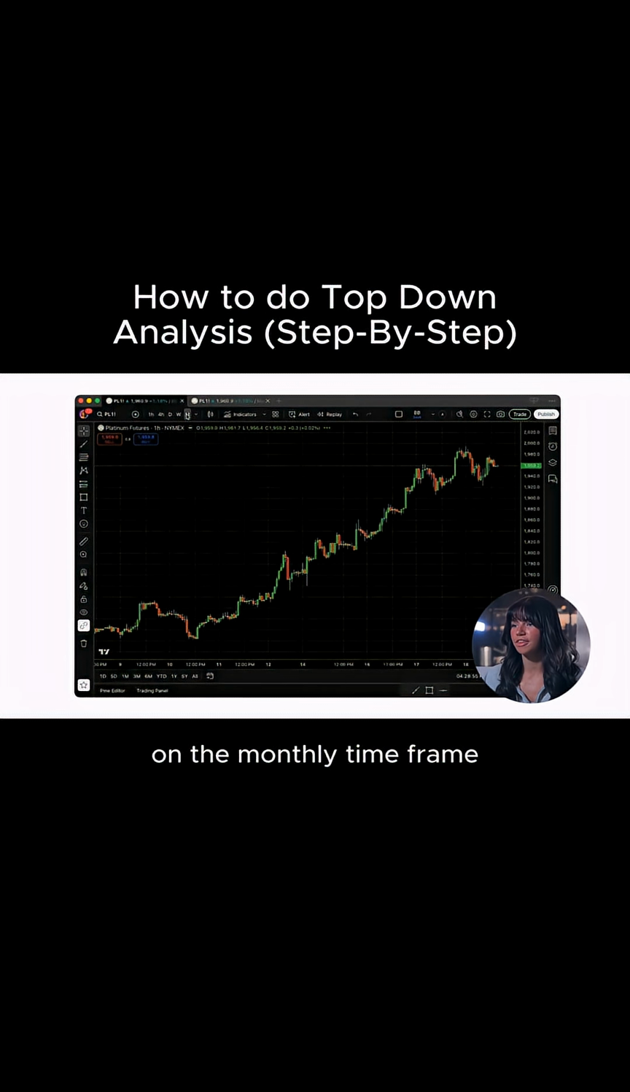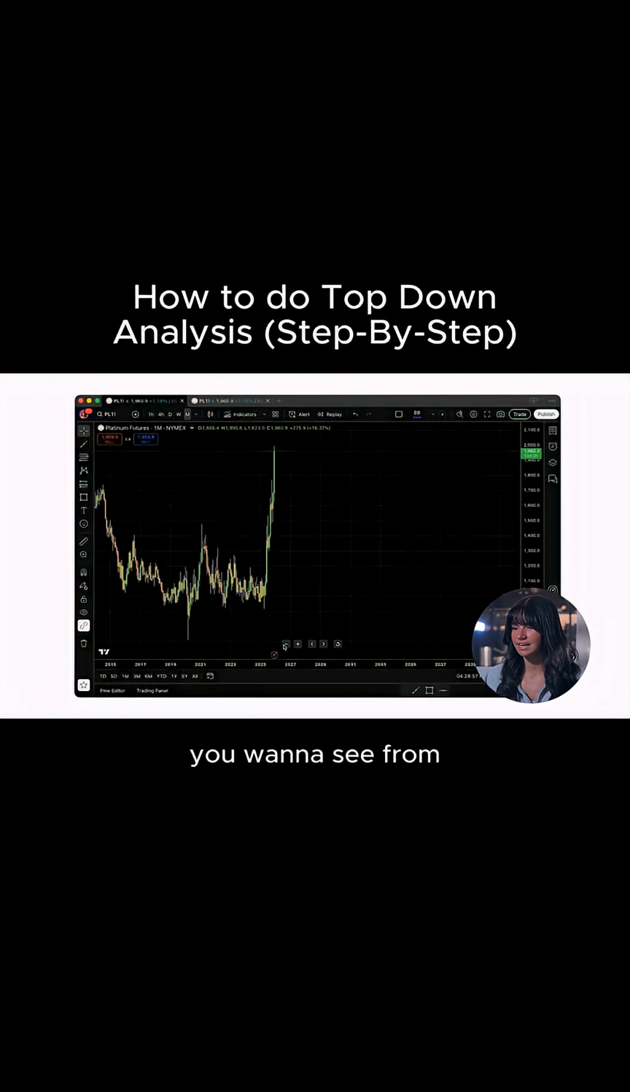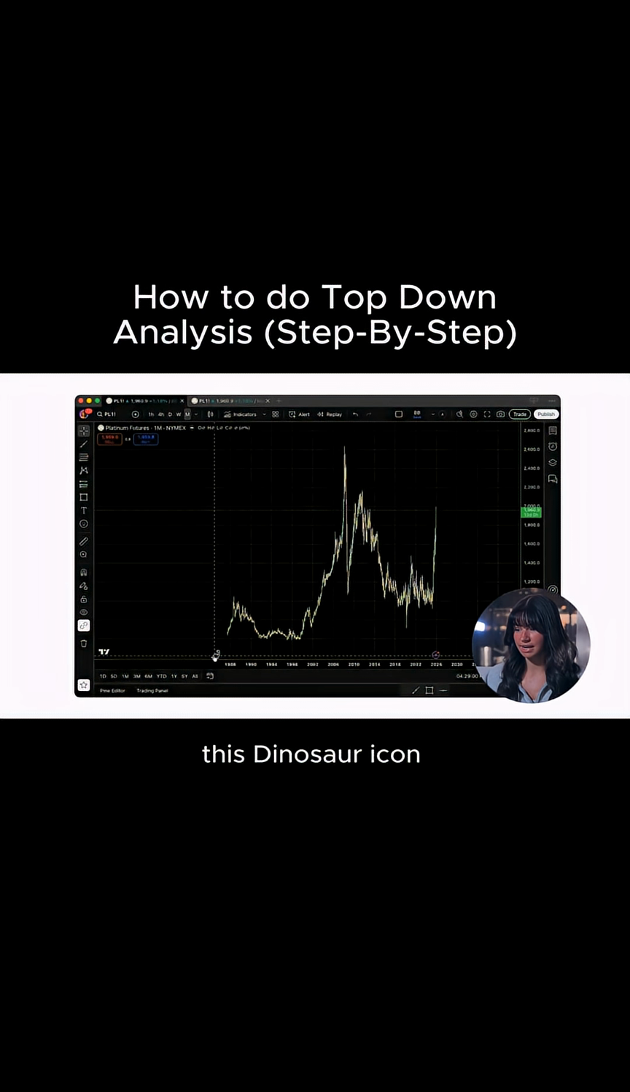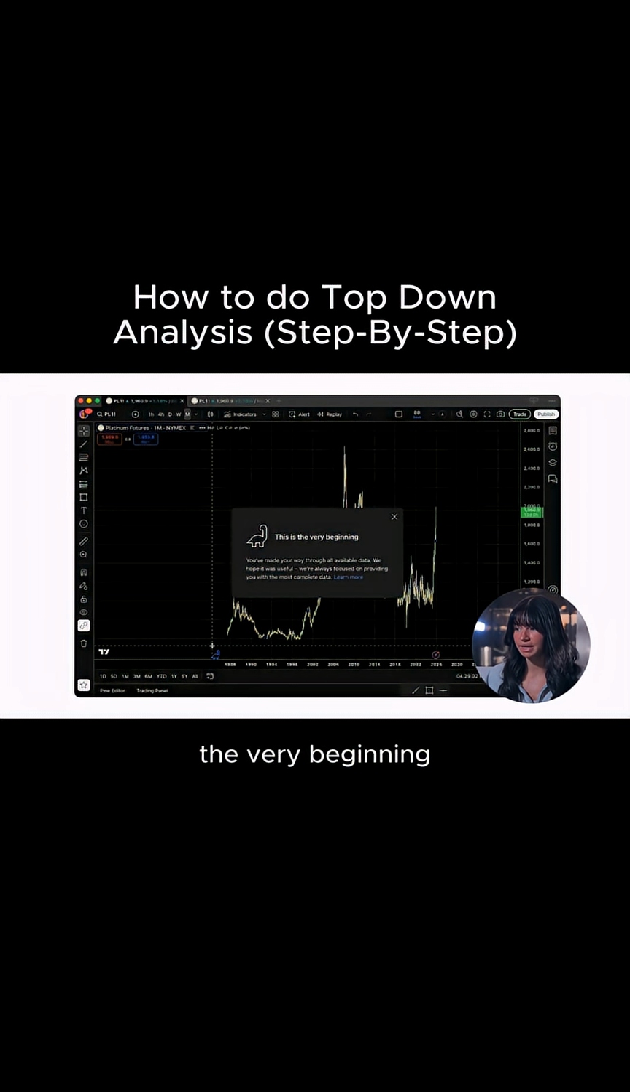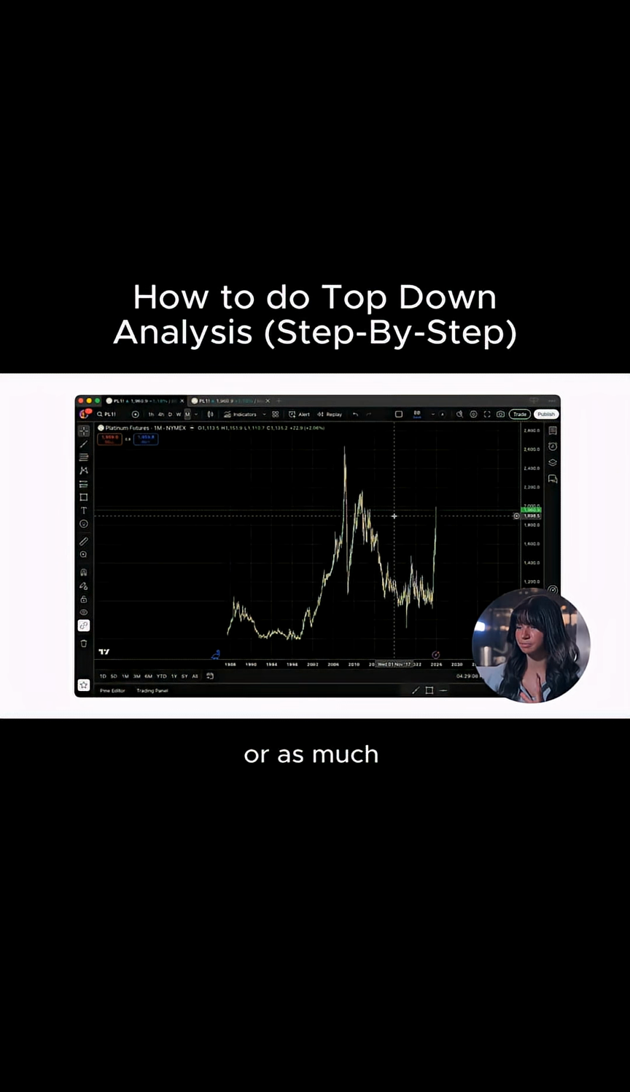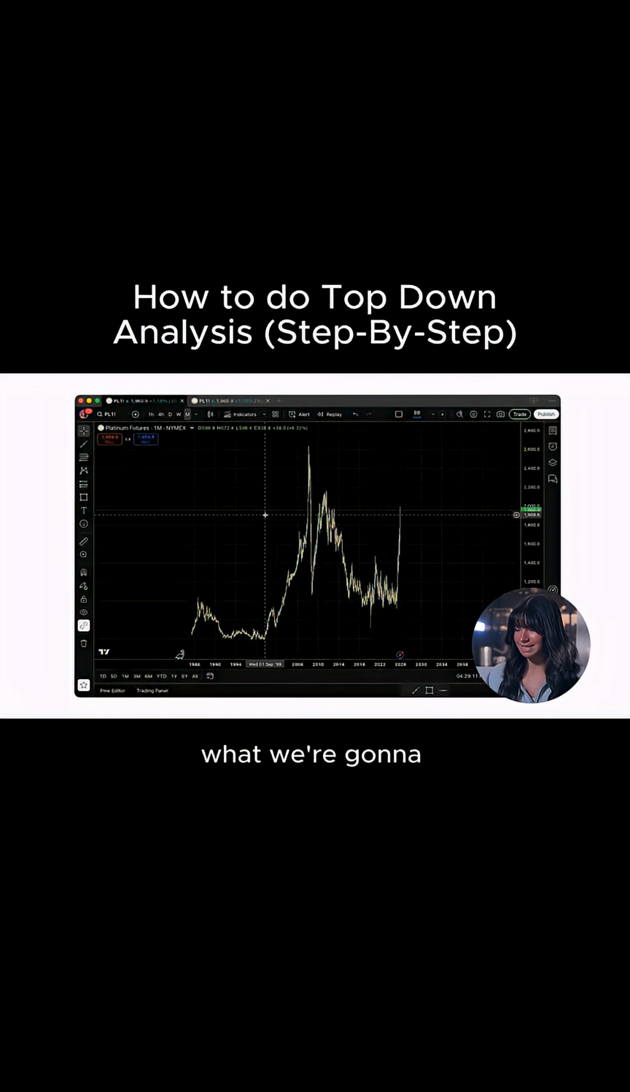We're gonna start on the monthly time frame. You wanna see from the very beginning, looking at this dinosaur icon on TradingView, the very beginning to real-time price action. We wanna see everything that's happened. We want all or as much context as possible. What we're gonna do is mark up bullish and bearish trends on this chart.